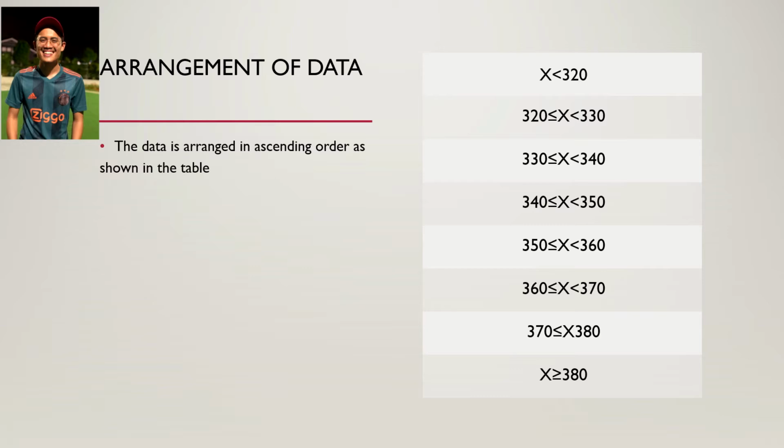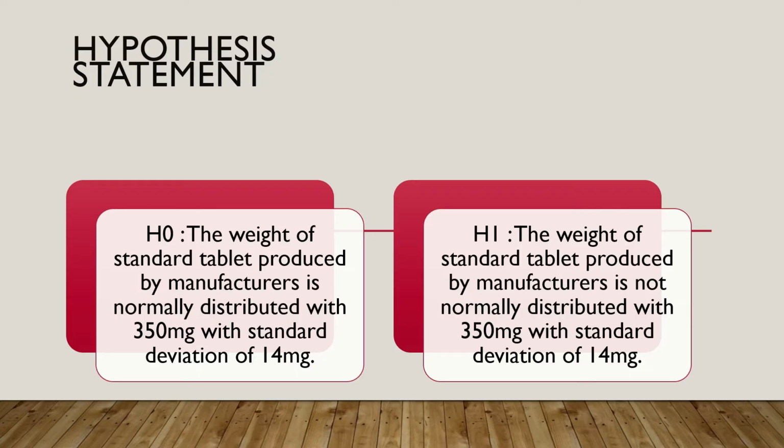For part B, first we do the arrangement of the data. Since the weight data in the appendix is random and needs to be arranged in an order, we arrange that in ascending order as shown in the table. Next, for the hypothesis statement, the null hypothesis is that the weight of standard tablet produced by manufacturers is normally distributed, while the alternative hypothesis is otherwise, which is that the weight of standard tablet produced by manufacturers is not normally distributed.